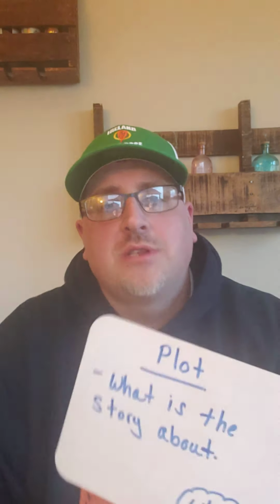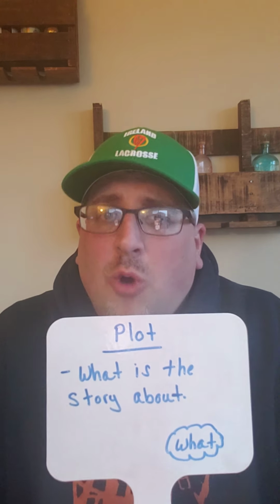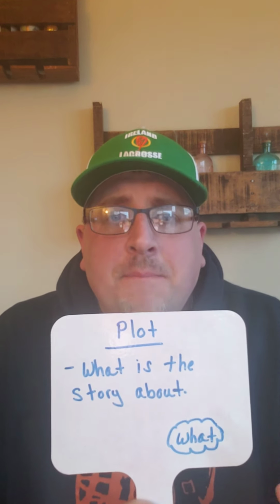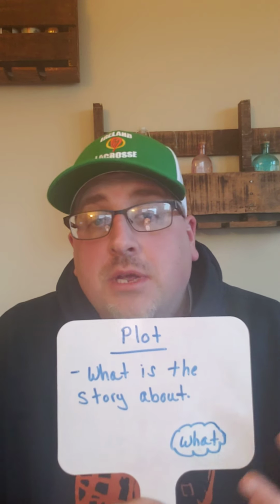And last but not least, this one's a little bit trickier, but the word is plot. What is the story about? What is going on in the story? What is happening? All right, every story has a meaning or a situation that's going on. What happened? How did the characters do something? Was there a problem? Did they fix it? What was going on in the story? That is what plot tells us, what is going on. And again, I have the word what right here because what helps us to answer this question. All right, so we have character, setting, plot, author, and illustrator.